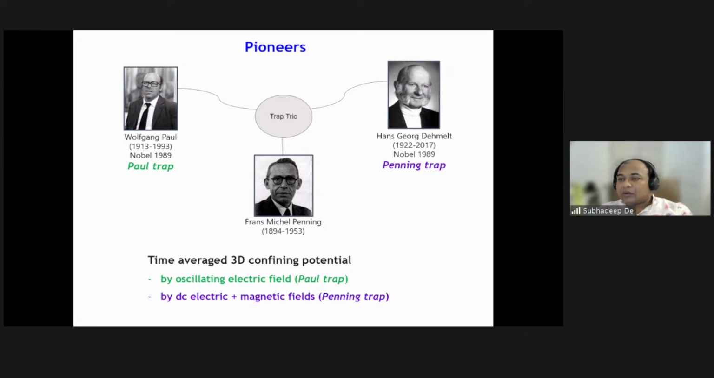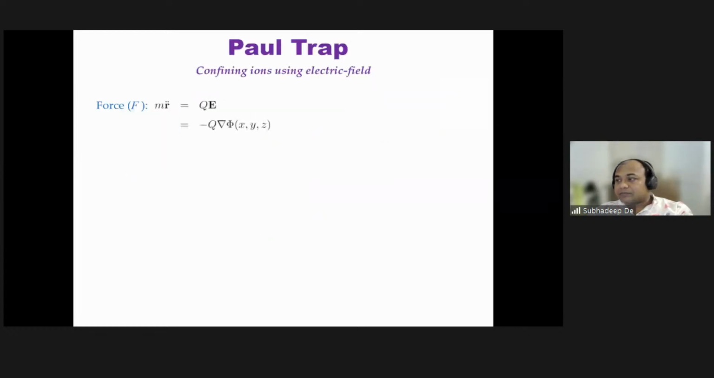Let us focus on clocks. But basically, the same or a similar ion trap is also used for optical clocks. So ultimately, it's basically confining the ions. Let us try to understand. We will be discussing mostly the Paul trap, because that's what we are going to use for the optical clock purpose. And I will tell you why that is the case.